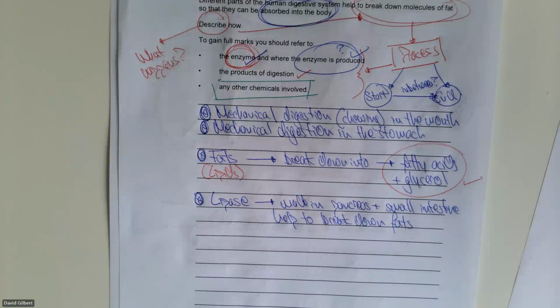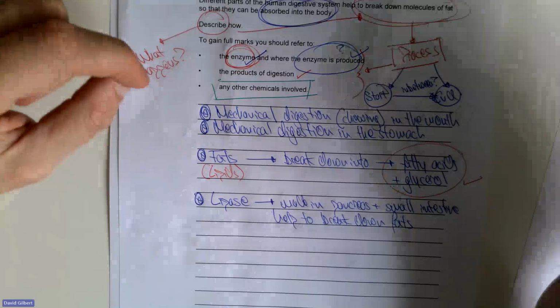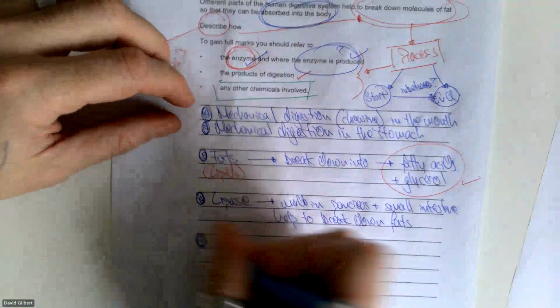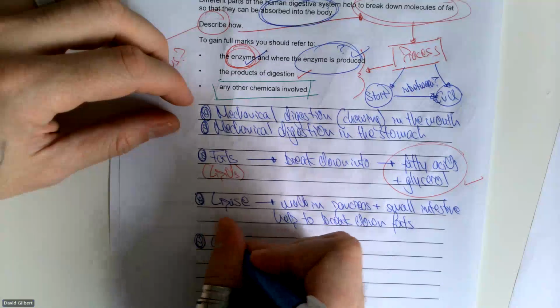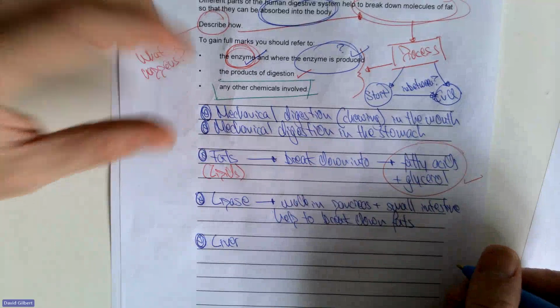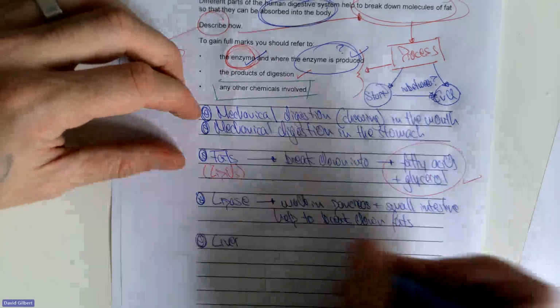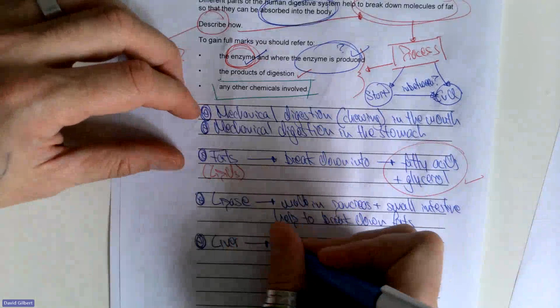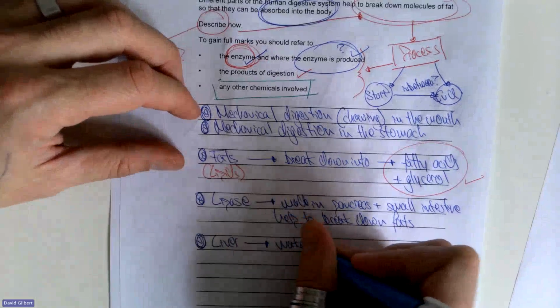If you look back in your revision guides and booklets, you should hopefully remind yourselves that the other organ involved is the liver. So what's the liver got to do with it? Liver makes bile.